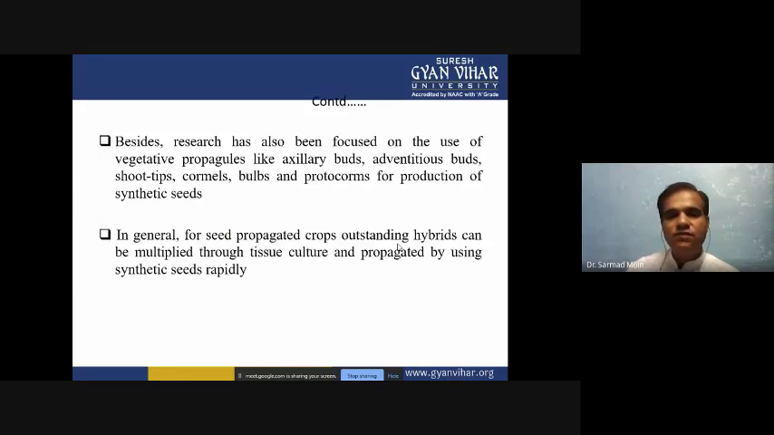Research has also focused on the use of vegetative propagules like axillary buds, adventitious roots, shoot tips, cormels, bulbs, and protocorms for production of synthetic seeds. Various types of cells we can utilize to produce these synthetic seeds. In general, seed-propagated plants, including hybrids, can be multiplied through tissue culture and propagated rapidly by using synthetic seed. And we can rapidly produce plantlets from these somatic embryos or encapsulated somatic embryos. And if we want to store, we can store them, and later on use them.